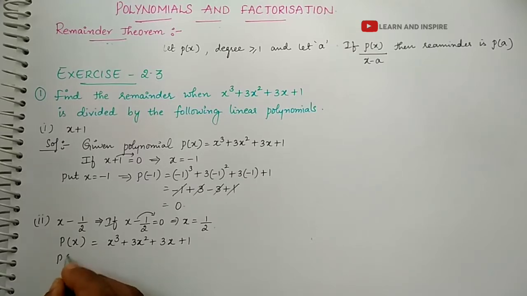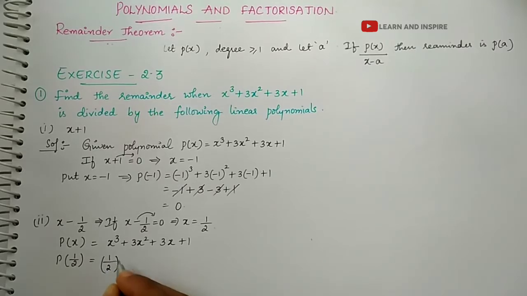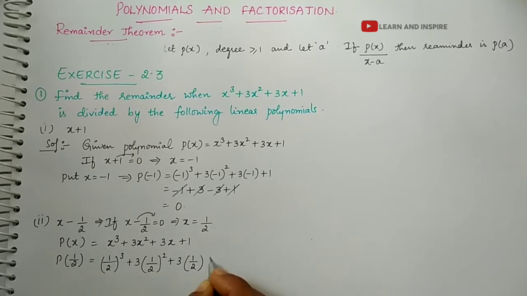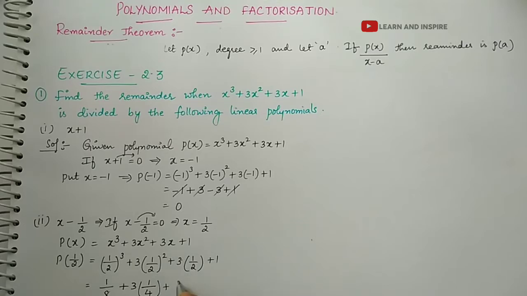If I substitute x equals 1 by 2, we get p of 1 by 2 equals 1 by 2 whole cube plus 3 into x square, which is 1 by 2 square, plus 3 into x, which is 1 by 2, plus 1. Understood? In place of x we substituted 1 by 2. That implies 1 cube is 1 divided by 2 cube is 8, plus 3 as it is into 1 square is 1 divided by 2 square is 4, plus 3 ones are 3 divided by 2, plus 1. So 1 by 8 plus 3 into 1 by 4 is 3 by 4.